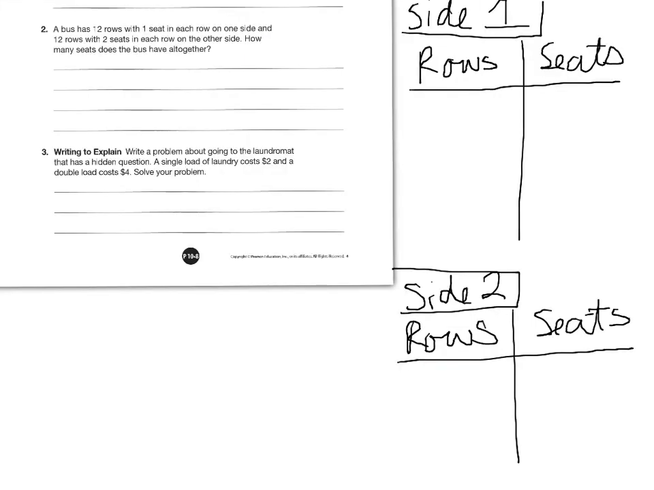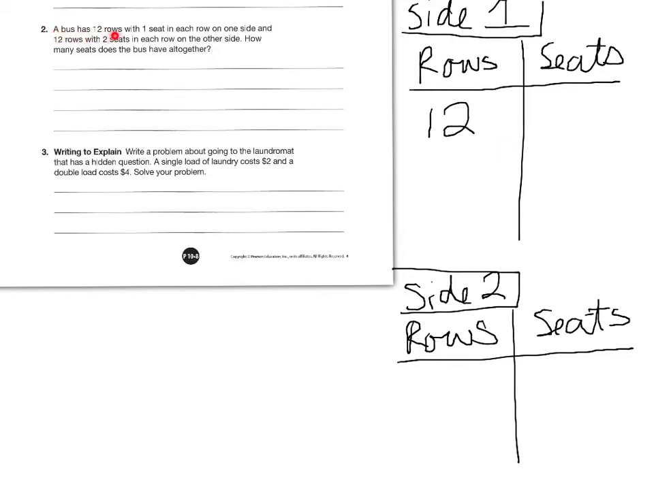Okay, number 2. Number 2 says, a bus has 12 rows with 1 seat in each row on one side, and 12 rows with 2 seats in each row on the other side. How many seats does the bus have altogether? So you see on this side, I have made actually 2 tables. You don't have to do it this way. Remember, I told you yesterday that you can set up tables however you want to. Just make sure you set them up. So I set it up with 2 tables. One for the first side, where it has 12 rows.